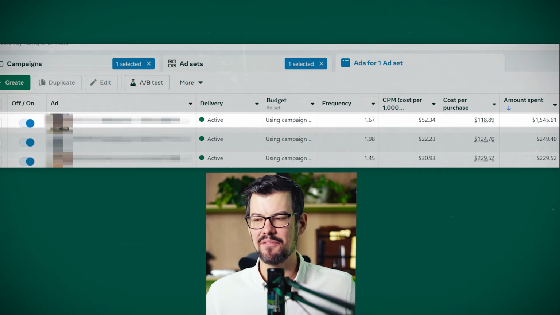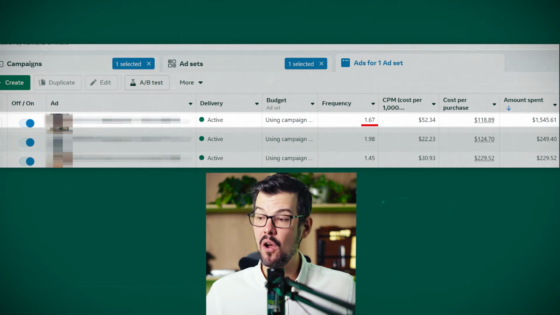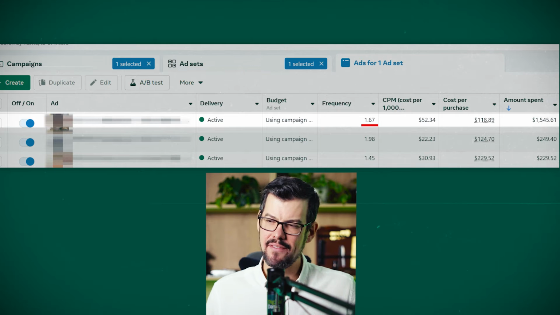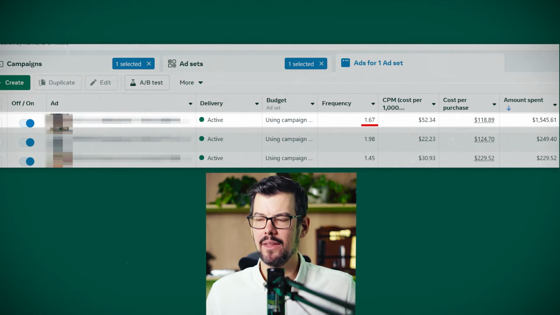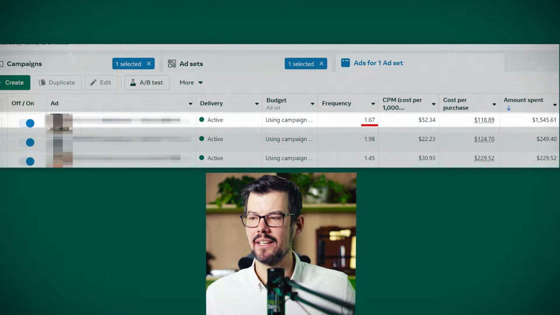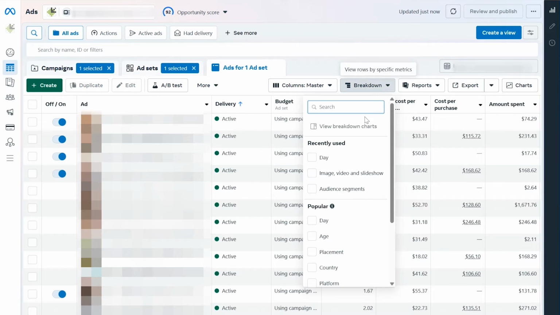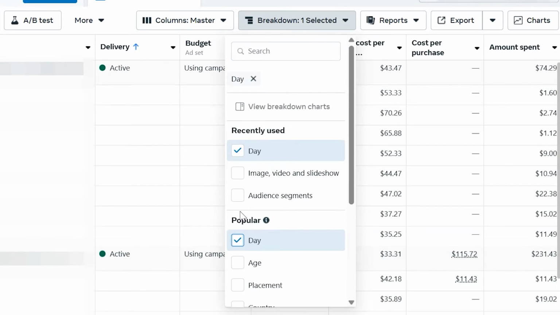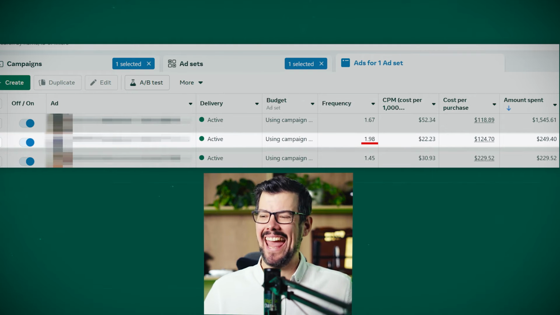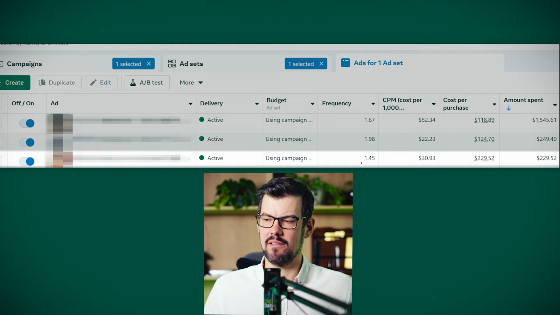The top ad here has a frequency of 1.67 over 7 days. That's a bit high for a cold ad, but it's a high ticket product, so people need to see it more before buying. If you're spending enough to get over 5 conversions for most ads, I suggest you do the same analysis on a day-by-day basis by using the breakdown. The next ad has a frequency of 1.98. That's the bottom of the funnel ad here. The last one has a top of funnel frequency of 1.5, which is the coldest audience ad.